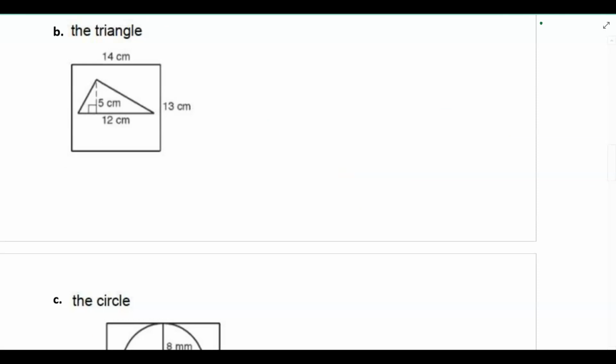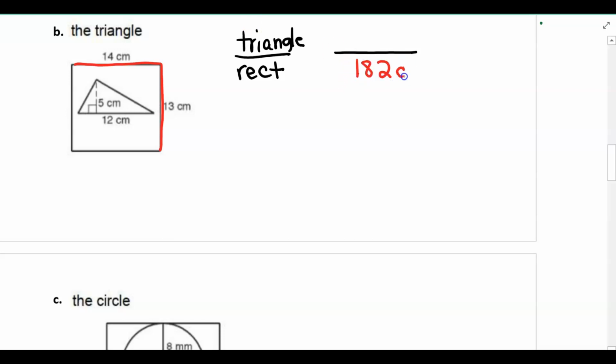Question B. Within this rectangular space, what is the probability that it actually lands within the triangle? So this rectangular space is 14 by 13. So that means my rectangular space gives me an area of 182 square centimeters. But the question is, what's the probability that it lands within the triangle? So the triangle base times height divided by 2 is 5 times 12 divided by 2. I get a triangle area of 30 square centimeters.